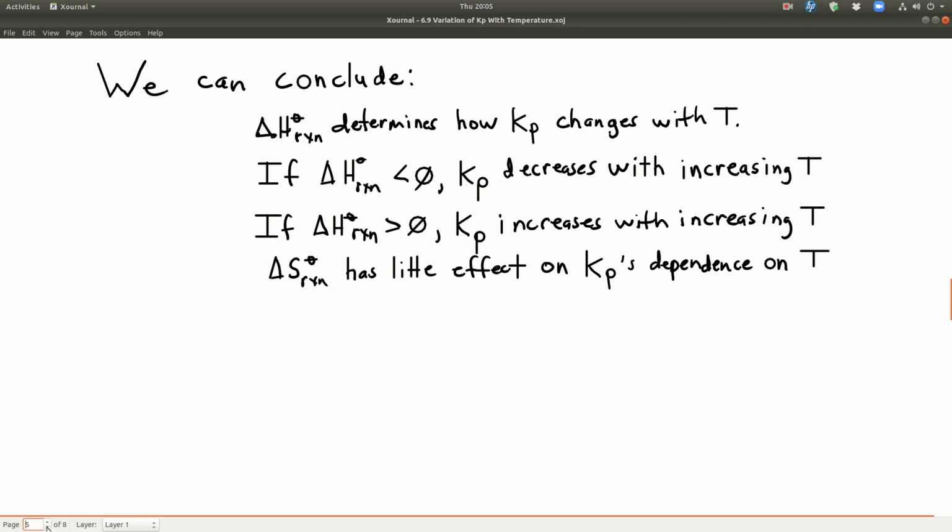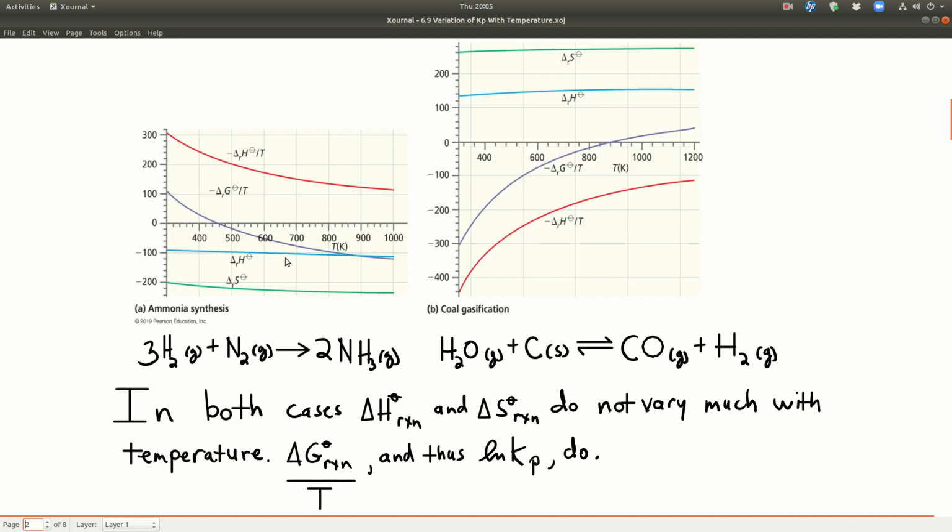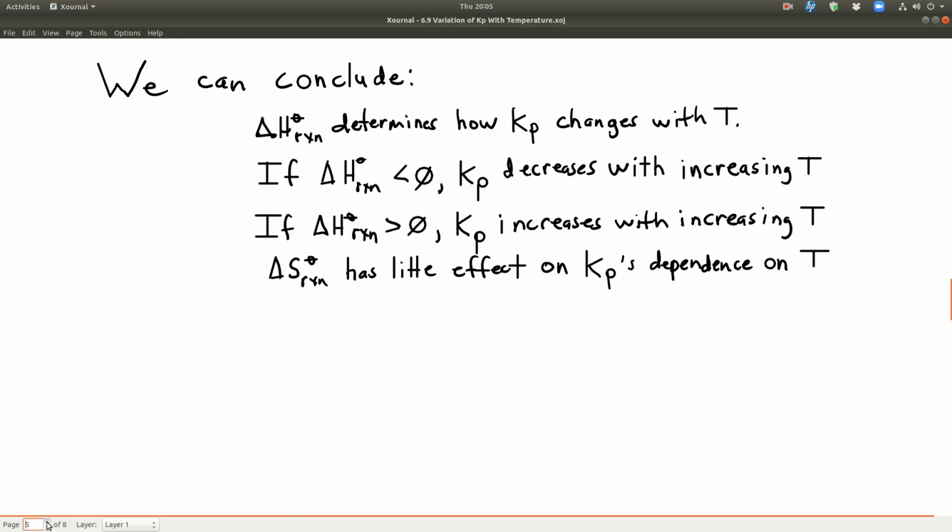Let's look over here, back here. Delta H is negative. Delta H over T, delta G over T, which is natural log of Kt, decreases with temperature. Here, delta H is positive, it's up here, so they increase with temperature. And the delta S of the reaction has little effect on how Kp depends on temperature, so we're not going to have to worry about it.